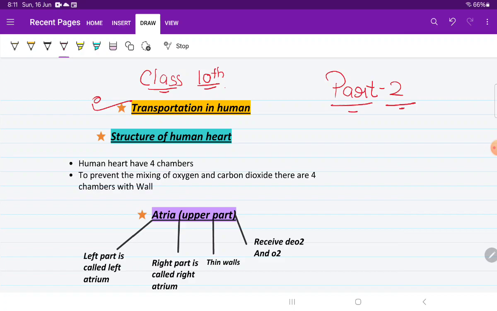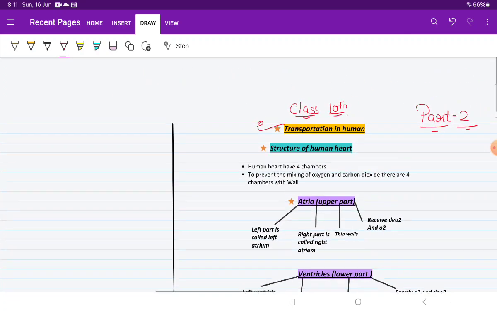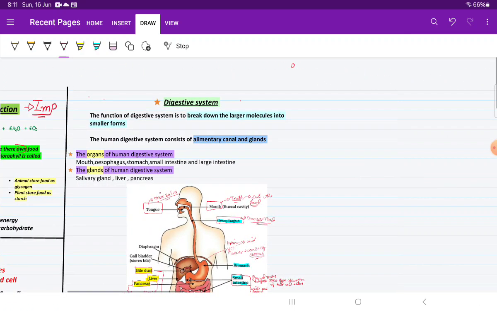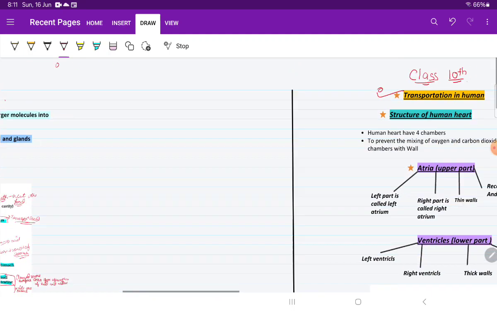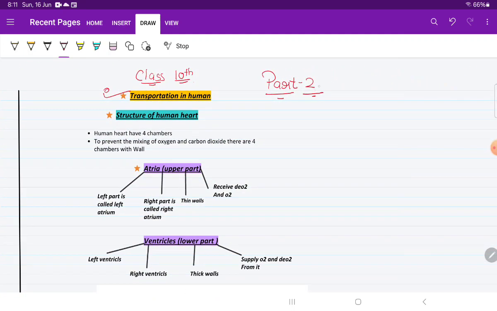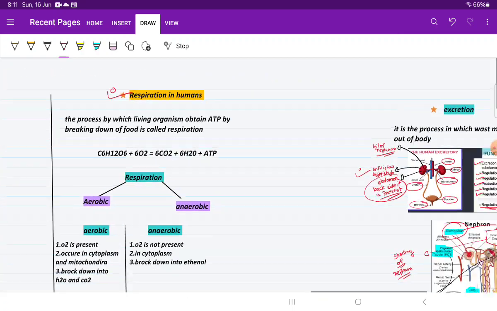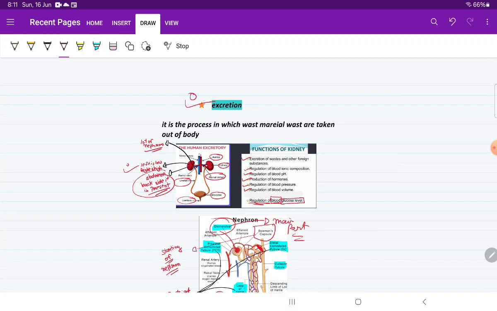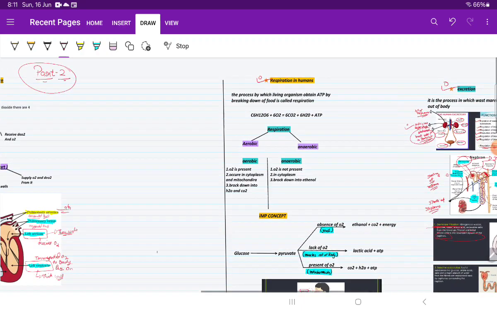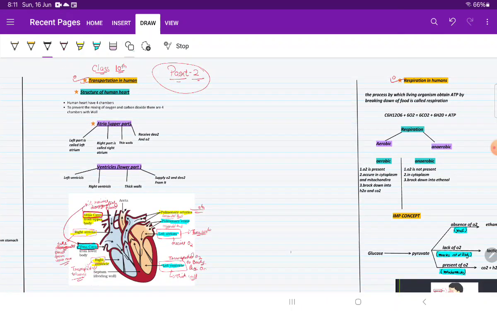In part 1, we have done our chapter number 5, life process, till the digestion. Now in part 2, this is the part 2 video, students. In this part 2 video, we are going to complete this chapter. The topics like transportation, respiration, and excretion. These three topics we are going to cover in this video.